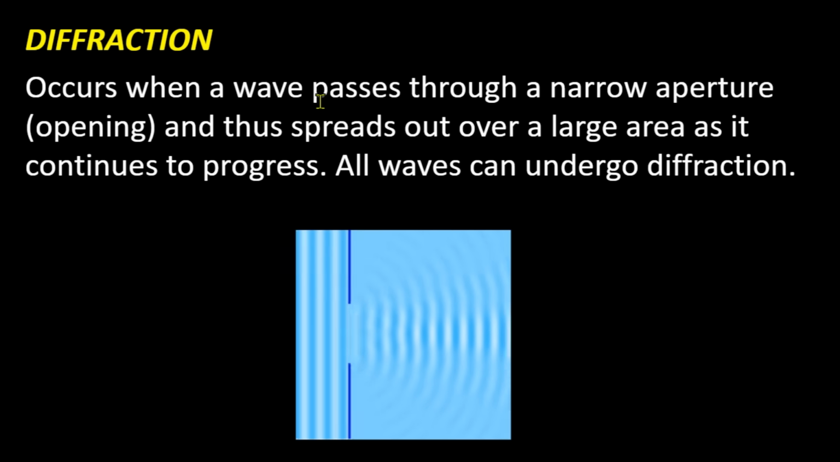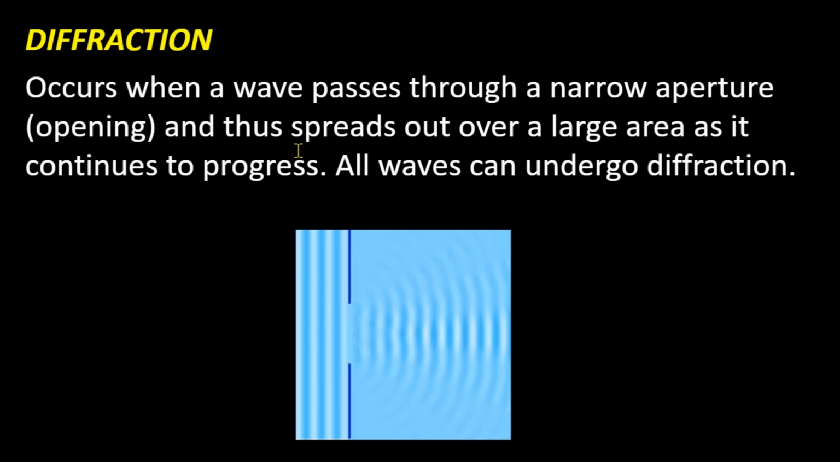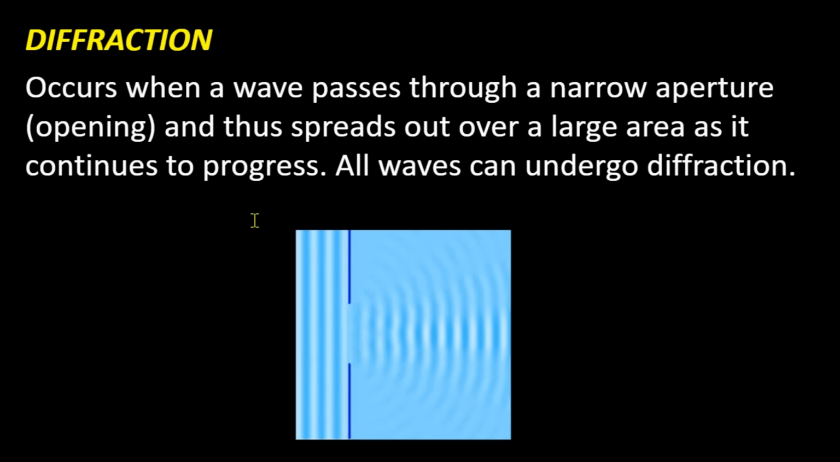Diffraction occurs when a wave passes through a narrow aperture or opening and thus spreads out over a large area as it continues to progress. Every wave can undergo diffraction, whether it be water, light, or sound.